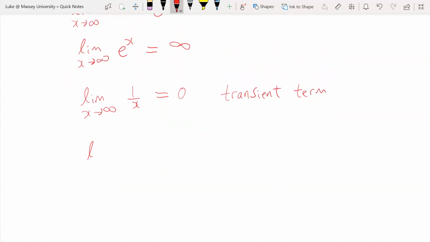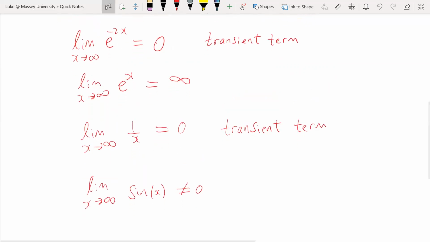And then finally the limit as x goes to infinity of sine of x. Well, this is just not equal to 0. Maybe you'll study this more in your analysis classes, but the limit as x goes to infinity of sine of x is not going to 0, so it's not a transient term. So hopefully that clears up for you what a transient term is.